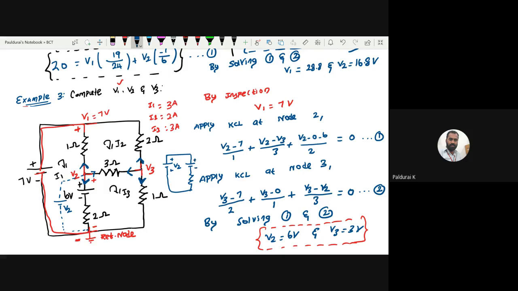Plus minus, this is my 6 volt, and this is my 2 ohm. Okay, now can you apply KVL at this loop? Apply KVL.